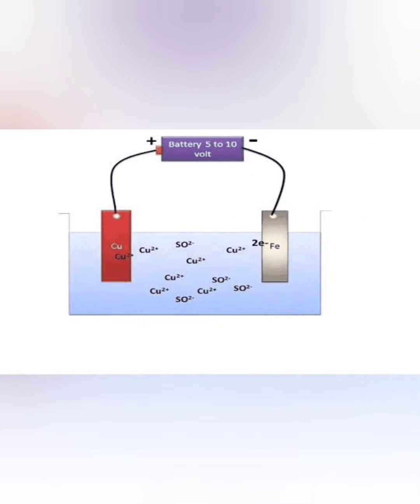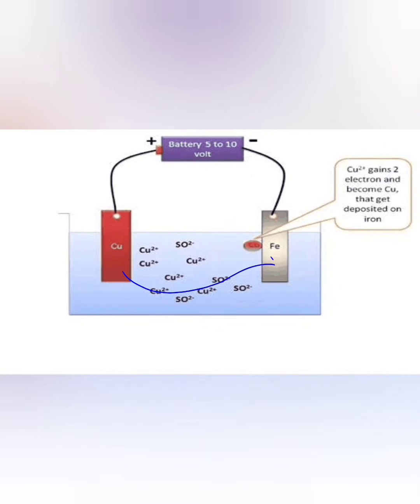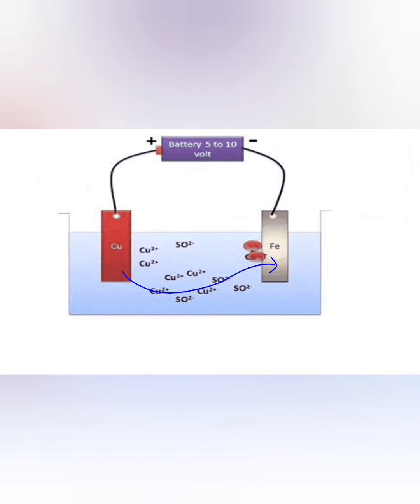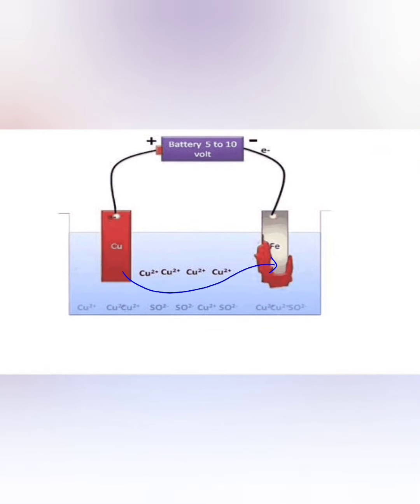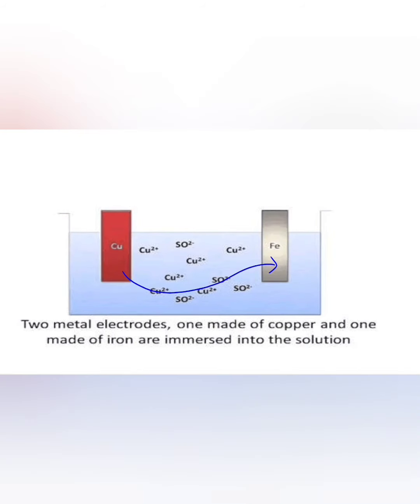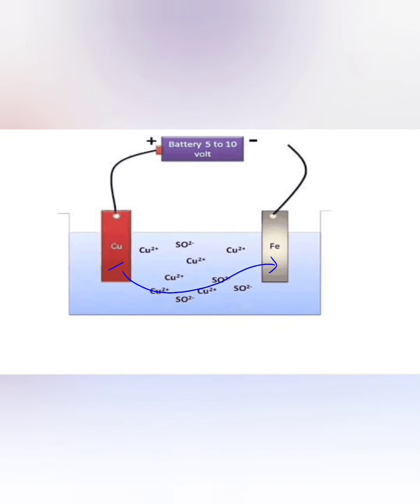Electroplating of copper on an iron surface, with copper sulfate solution. So, in this process, the cathode is made of iron and the anode is made of copper.